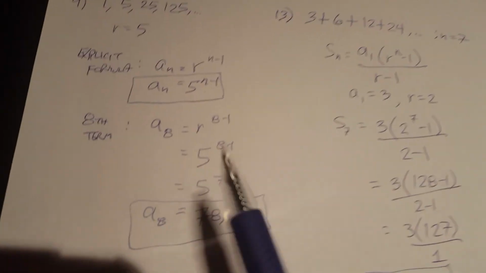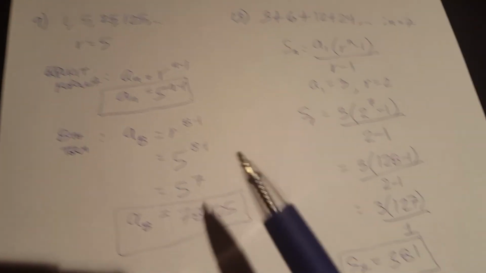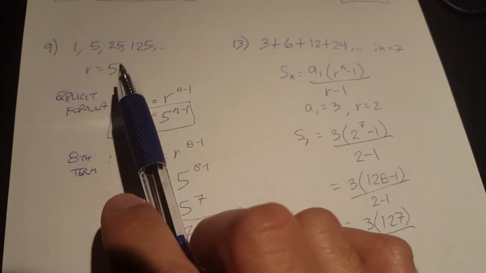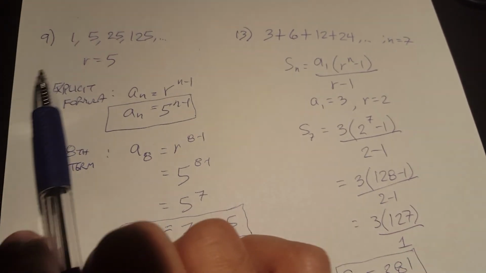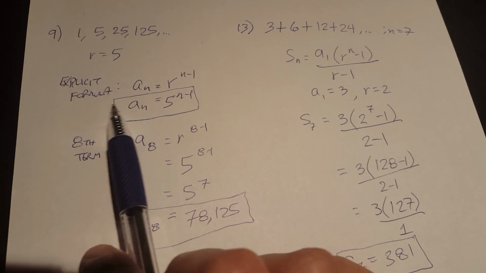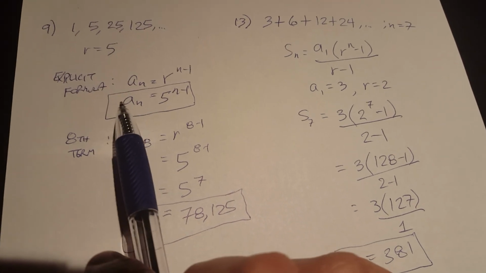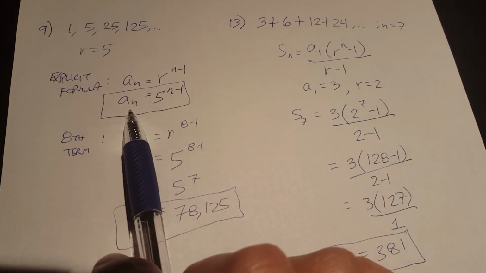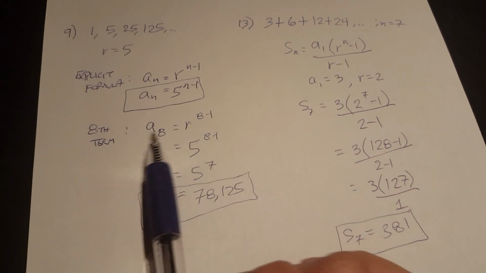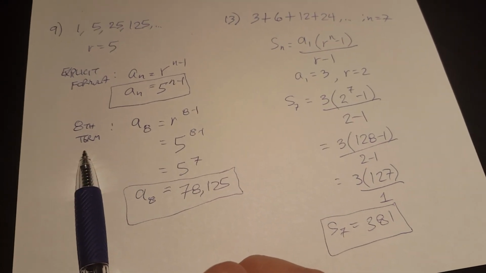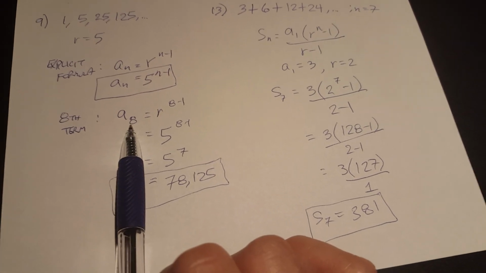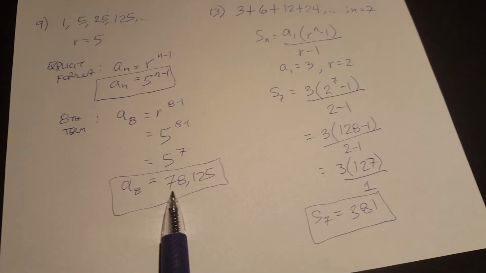For number 9, talking about geometric sequence. Remember, when you're talking about geometric, whether it's sequence or series, you're going to have a common ratio, and that's going to be your r. To get your explicit, this is just going to be the formula a sub n equals r raised to the n minus 1. And then for number 9, for those exercises, you're going to need to find the 8th term. Just plug in 8, and bam, that's what you got.